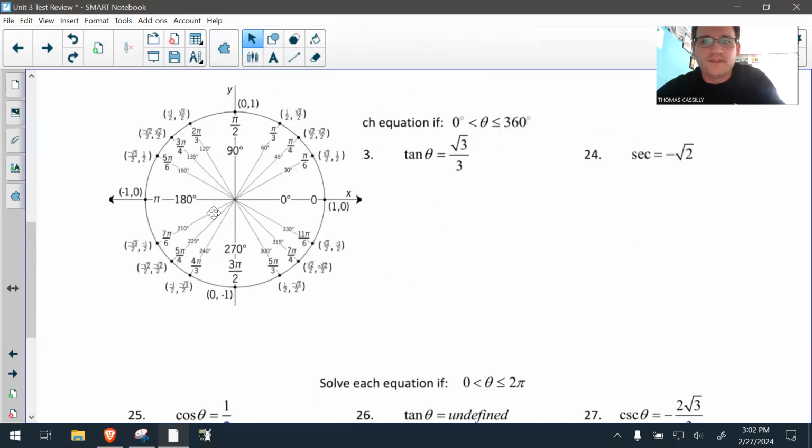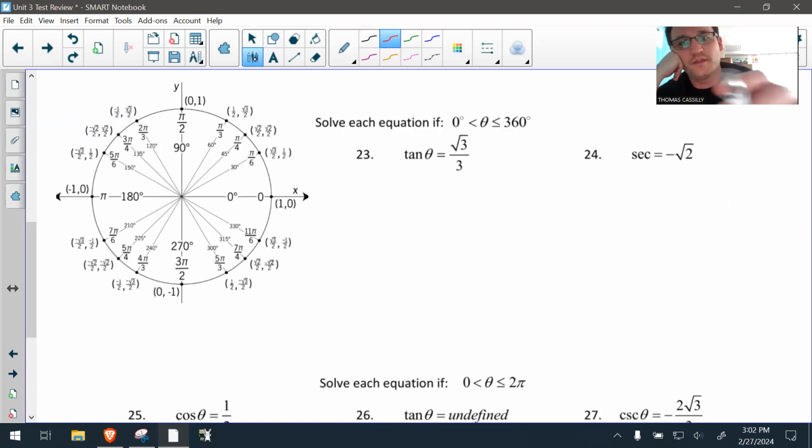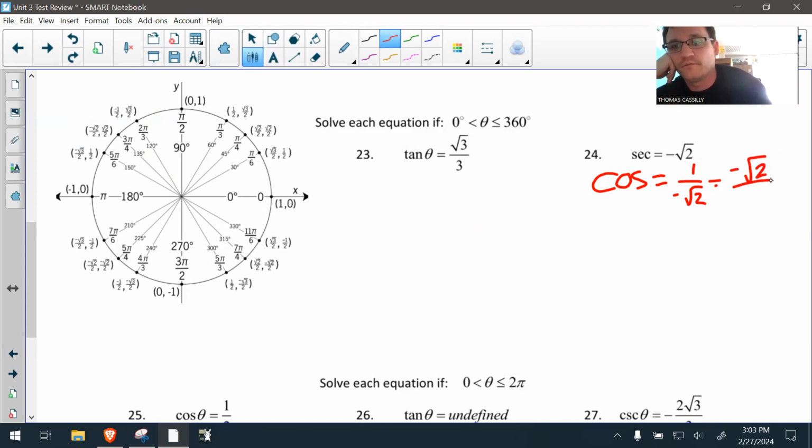What do we got over here? Secant equals -2. So again, secant matches up with the cosine. So we need to find the cosine. If we want to do this algebraically, what is that going to be? 1 over negative square root of 2. Notice how that's not on our unit circle anywhere. So let's go ahead and rationalize the denominator. This turns into negative square root of 2 over 2. And now we can find that value.